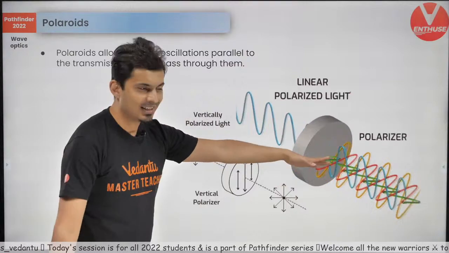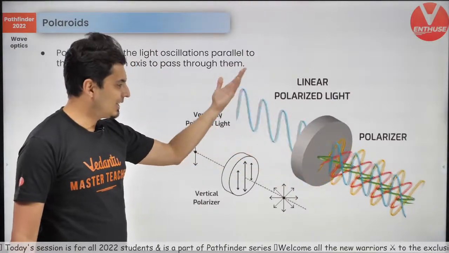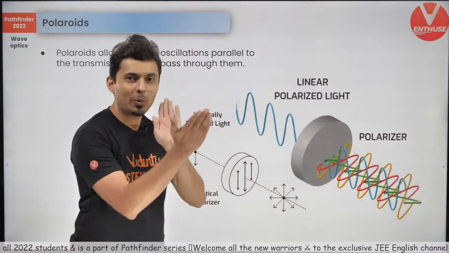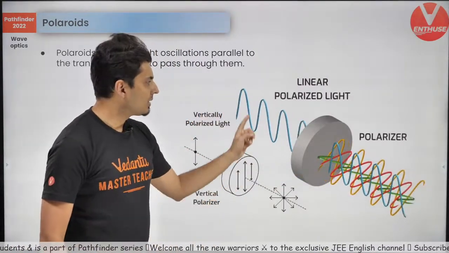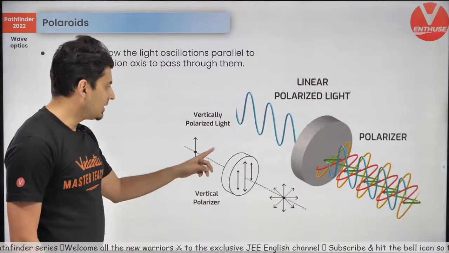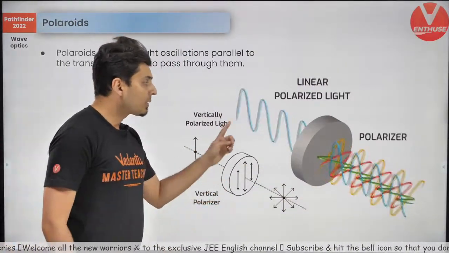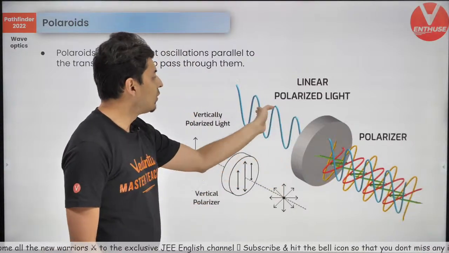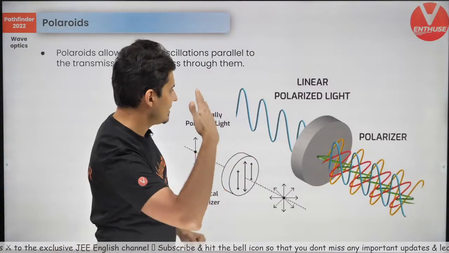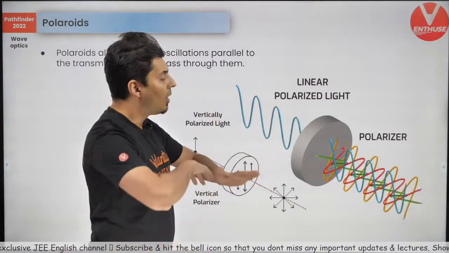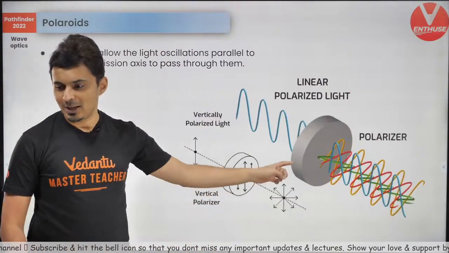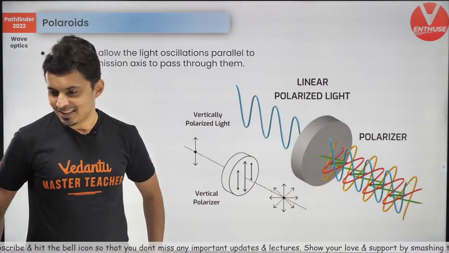Look at this khichdi, yellow, blue, red, green. So many different planes. This polarizer, which I am calling a vertical polarizer because it only allows vertical electric fields, allows all those fields which are in the vertical plane, and all the other fields are just restricted. Very interesting.